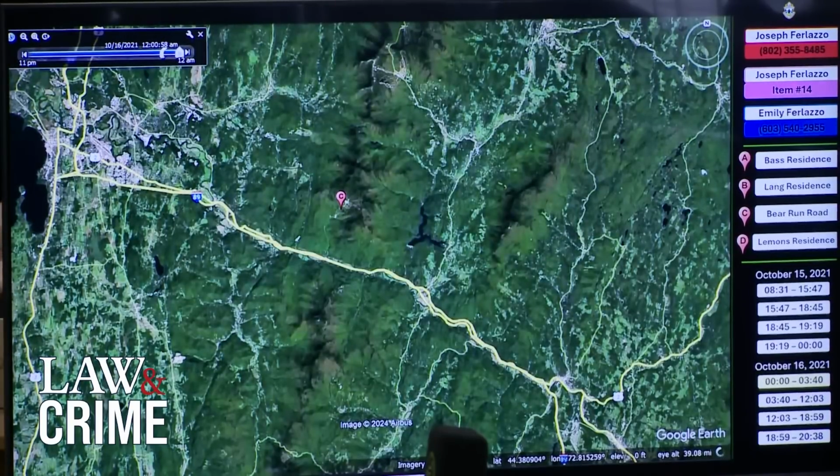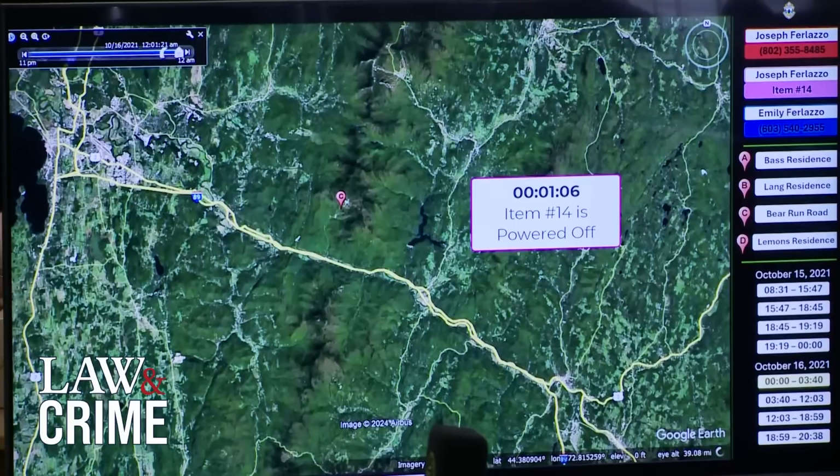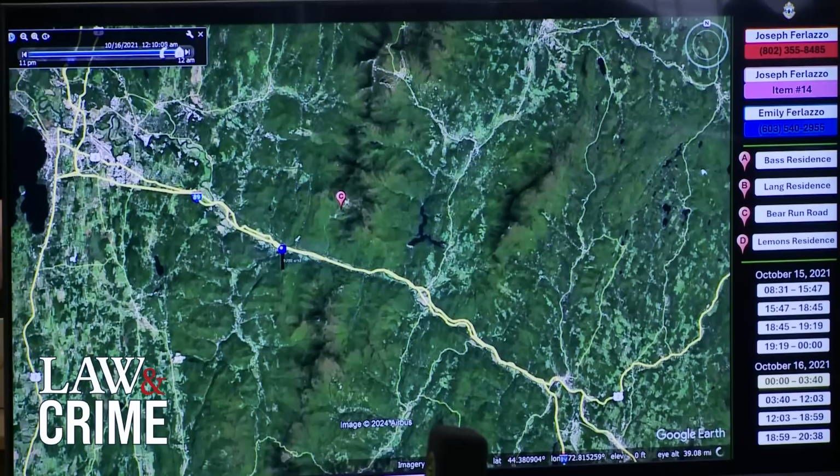So the timeline slider is actually going a little slow now. Sometimes it goes fast, sometimes it goes slow. The reason it's going slow is because as I'm going through my analysis, I noticed that I stopped having cell site information for Joseph's device. When I looked into item 14, I found that at midnight 01, the iPhone was powered off.